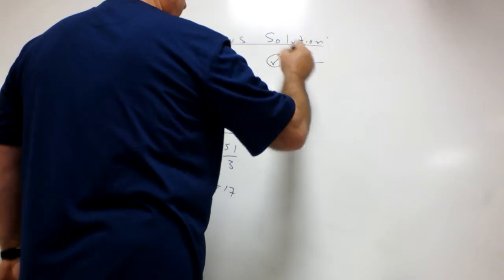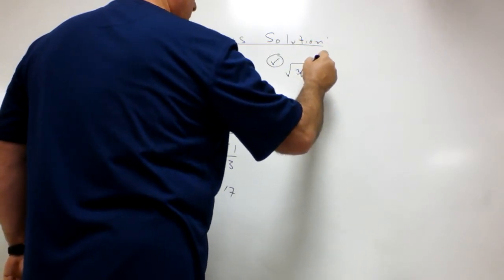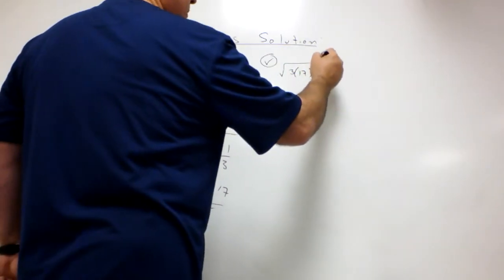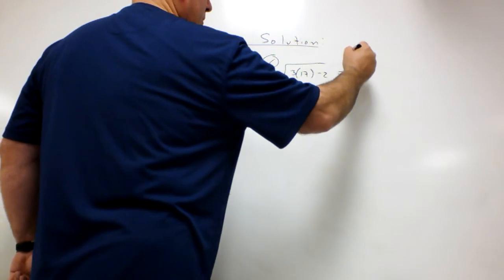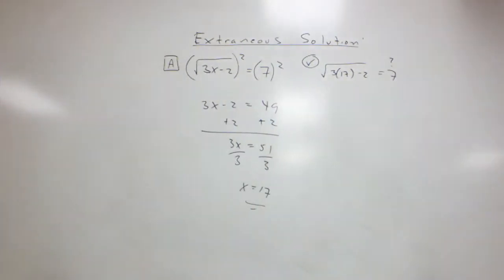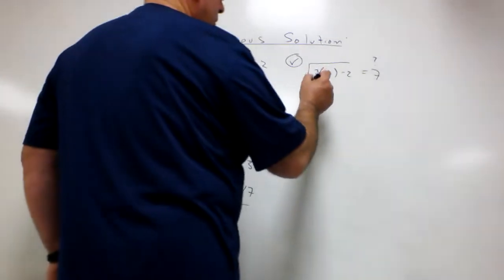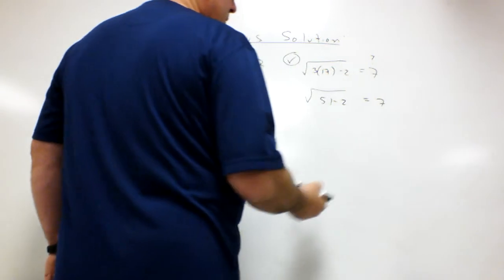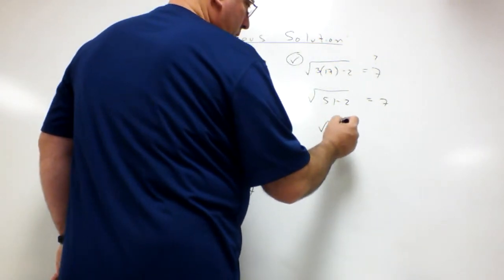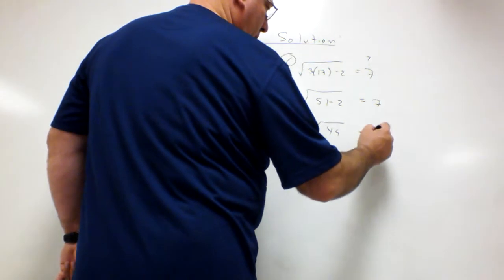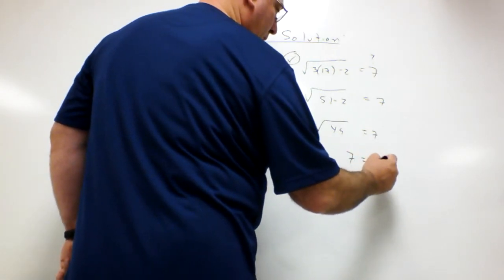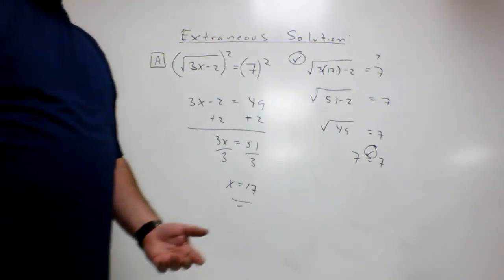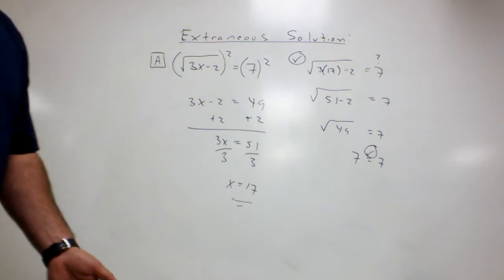So the check is we take 3 and multiply it by our x, which is 17. So we're going to do 3 times 17 minus 2. And we want to see, is it or is it not going to equal 7 the way that we say it's going to? Okay? So we're going to do the square root of 3 times 17 is 51 minus 2 equals 7. So we get the square root of 49 equals 7, and so we get 7 equals 7. That checks, so the answer x equals 17 is valid. We would not consider it extraneous.